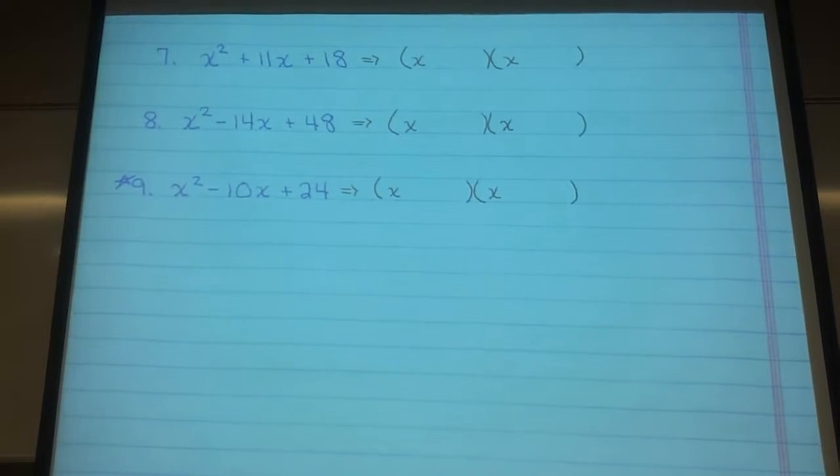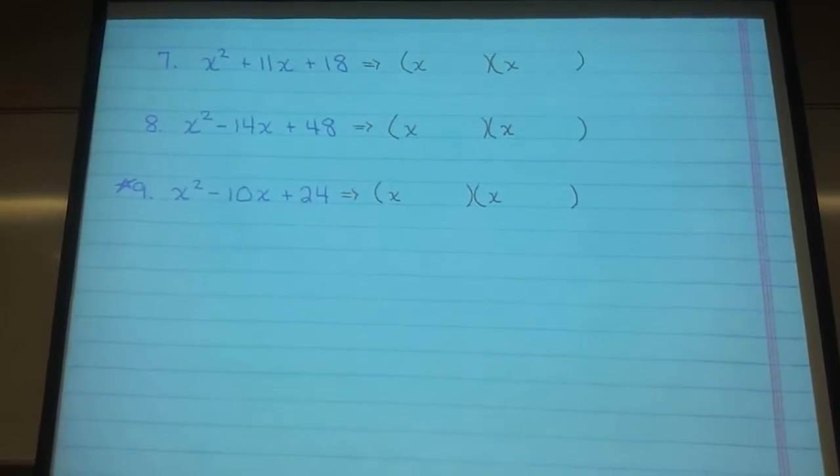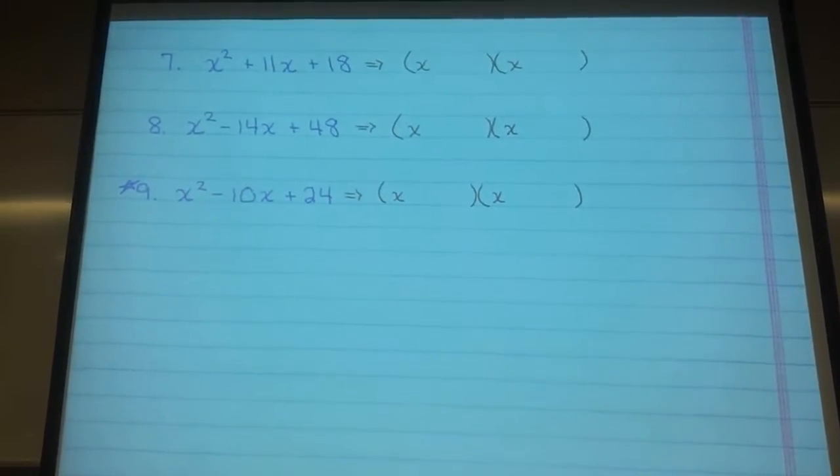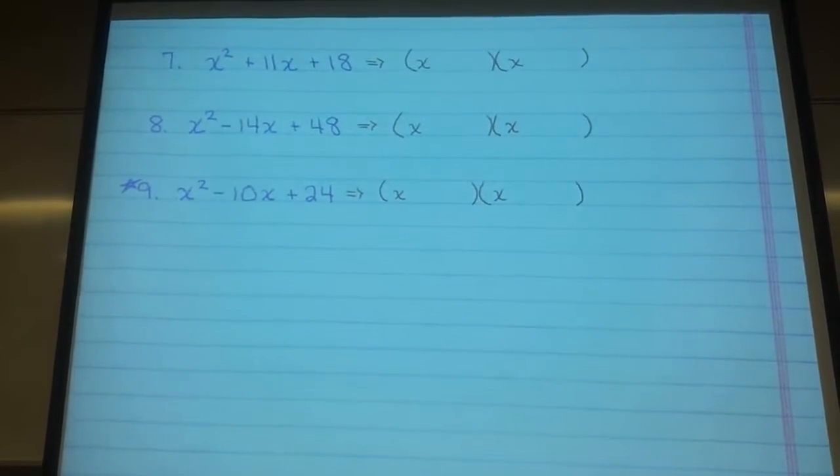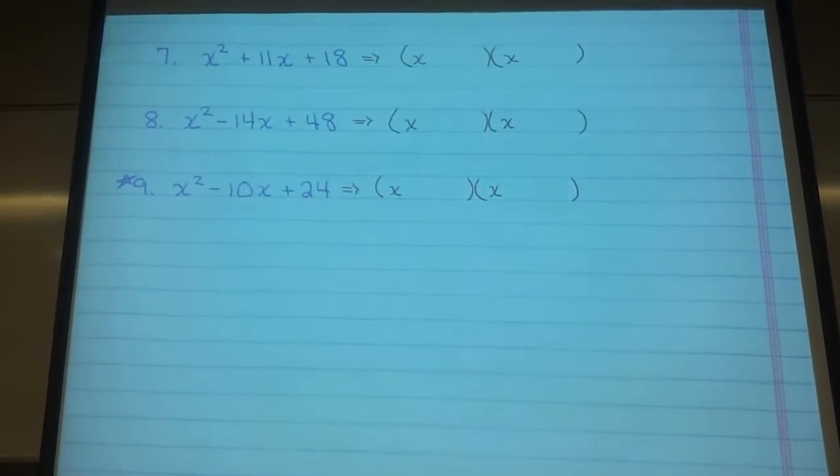Number 9 is one of those I said doesn't always apply to the rules that I've written because of the signs. But give it a try, see what you get. Remember, you can always check them by FOILing them out.